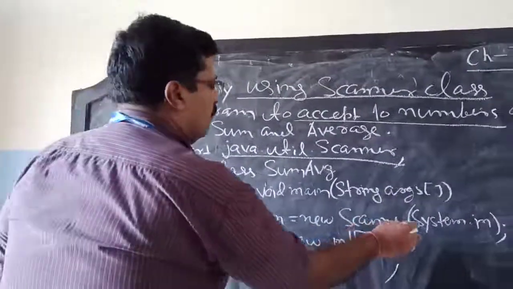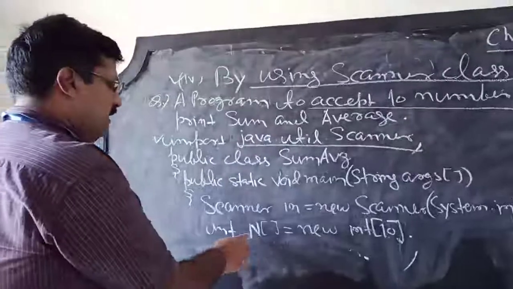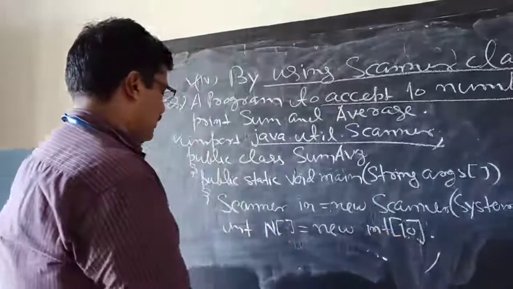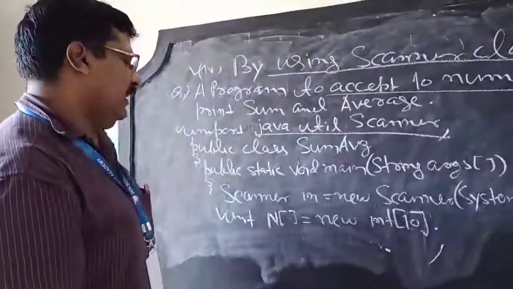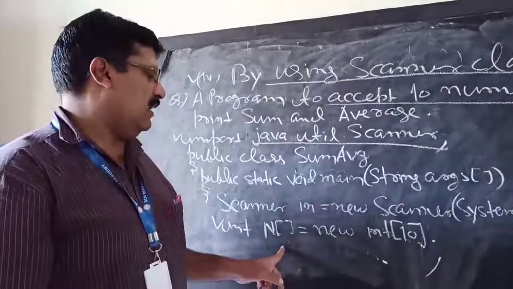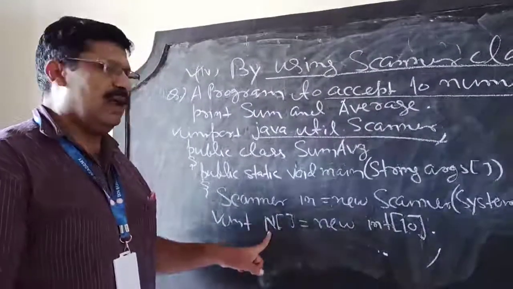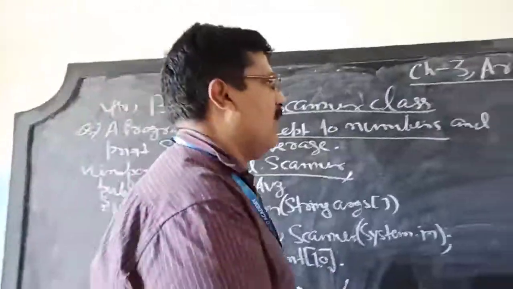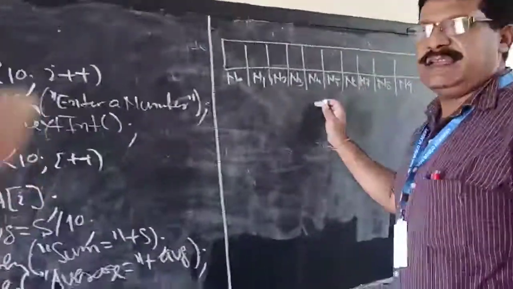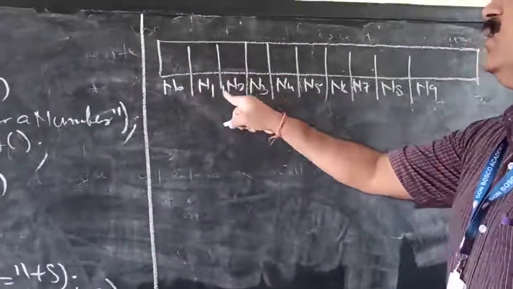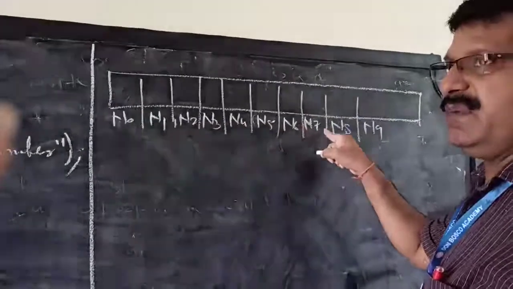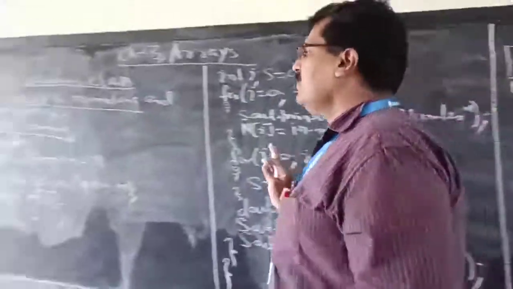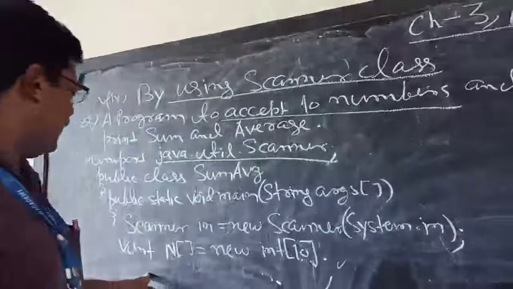Scanner in equal to new Scanner(System.in); int n[] equal to new int[10]; So when this line executes, it will declare an empty array with the name n. Array name is n. It will occupy space in the computer's memory with the name n, and divide it into how many parts? 10 parts: n0, n1, n2, n3, n4, n5, n6, n7, n8, n9. But nothing is stored in it. So now an empty array is declared.